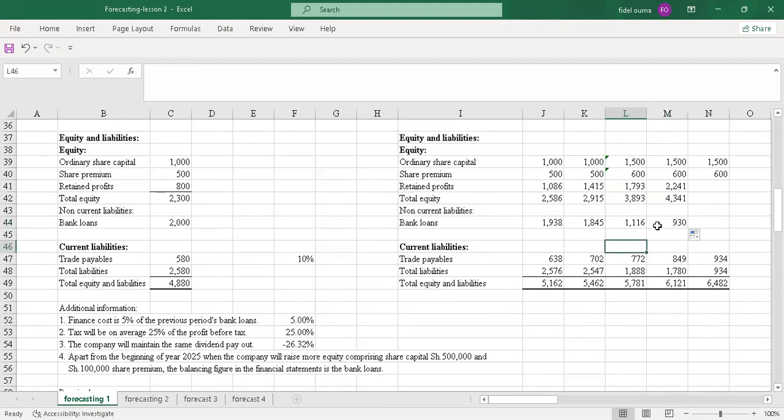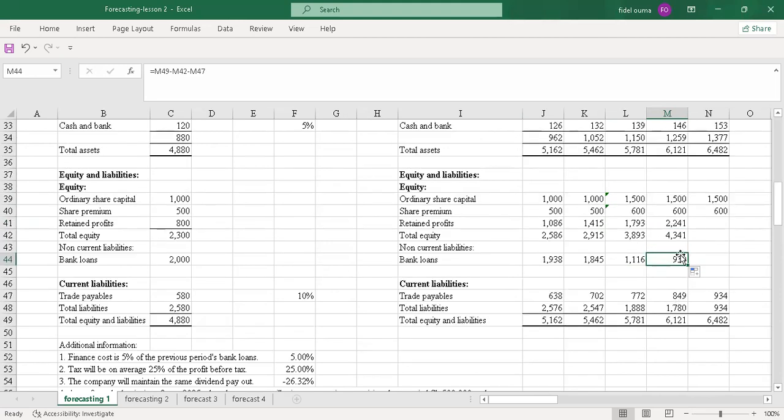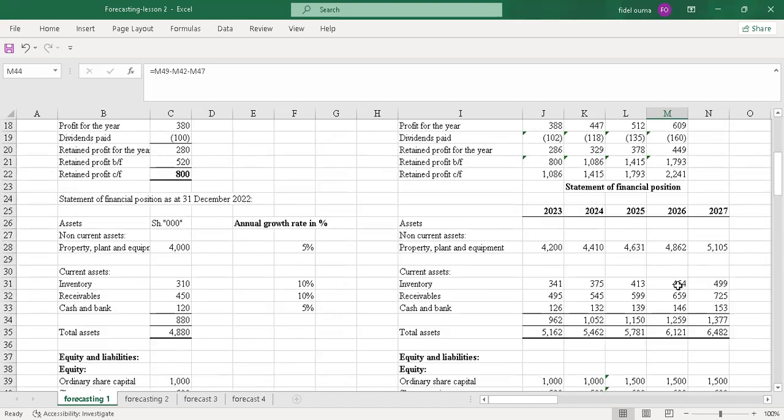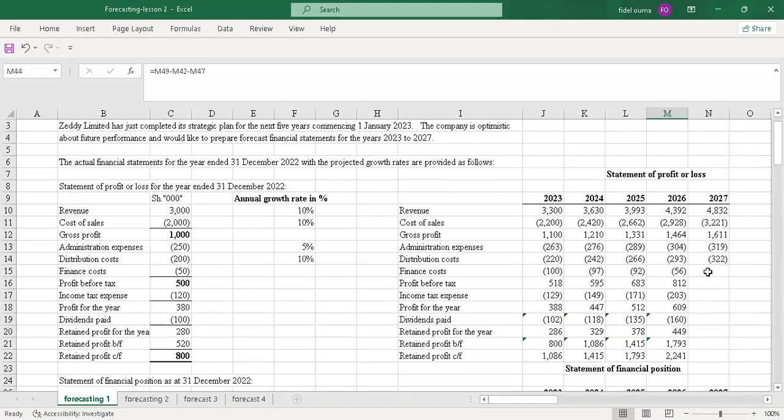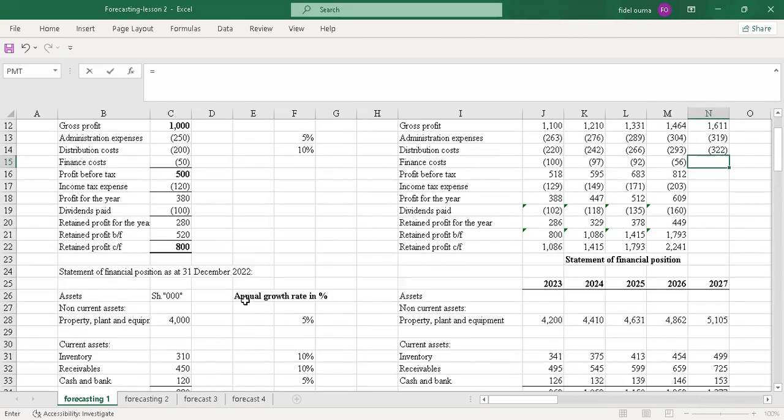And you can see the trend. The bank loan reduces, so it means that you are paying all through the year. It's reducing. So when I drag, the values will change automatically. So I have the bank loan as 930 now. So I'll go to 2027, which is the last year. And I'll pick the 5%.